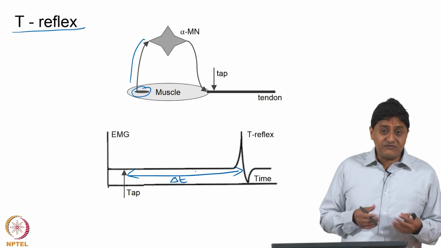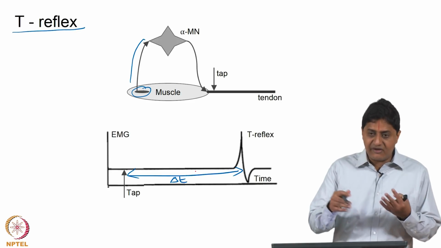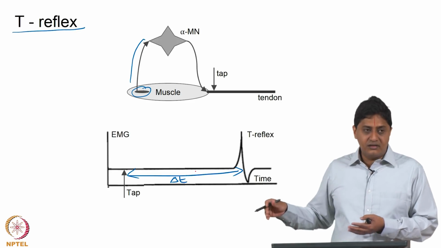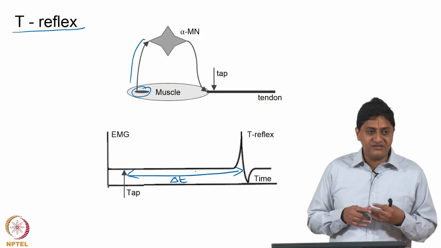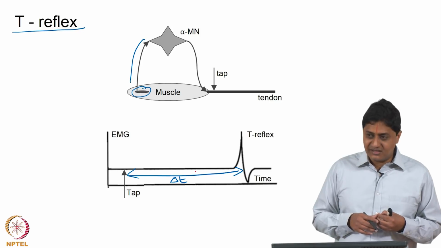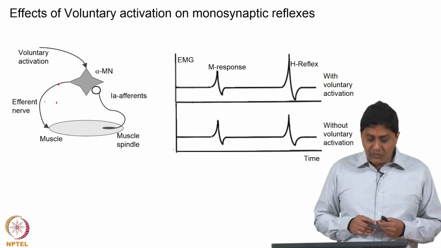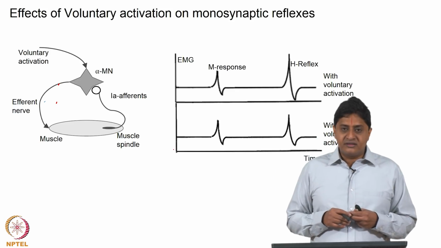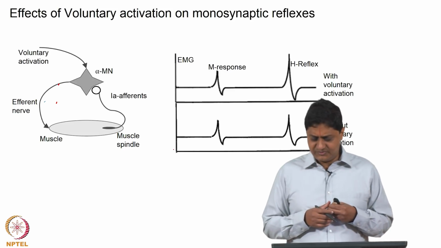Why? Because the pathway involved is the same, is it not? There is a 1A afferent and there is an alpha motor neuronal pathway. So, since these things remain the same, the timing remains the same. Okay. Now, the question is, what will happen if there is voluntary muscle activation or some voluntary movement is performed.